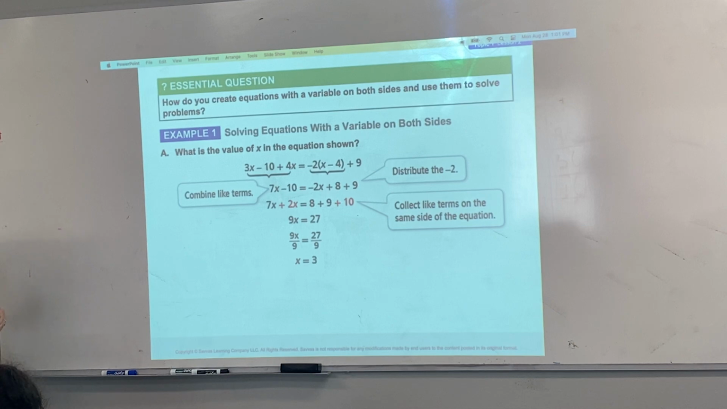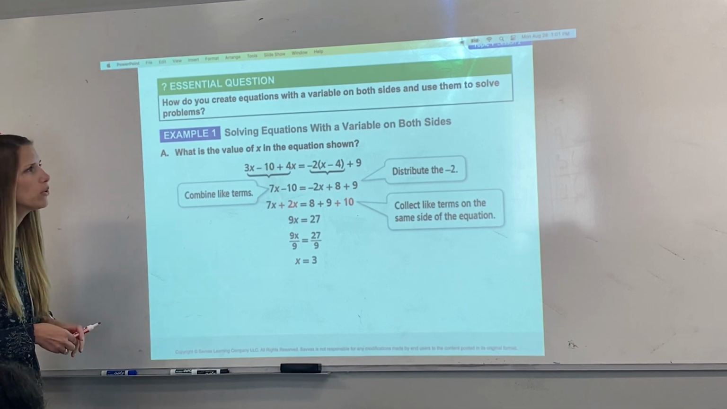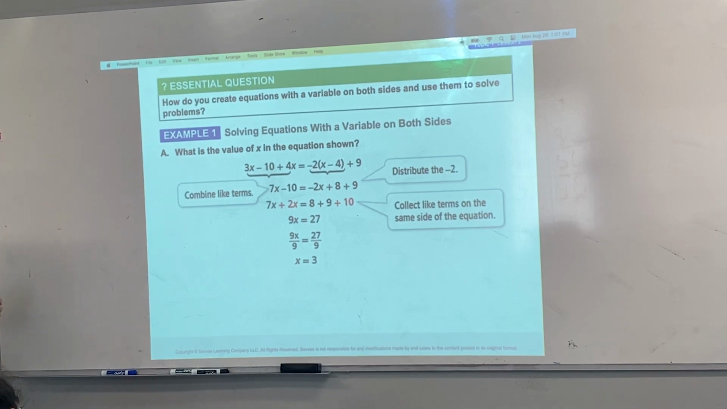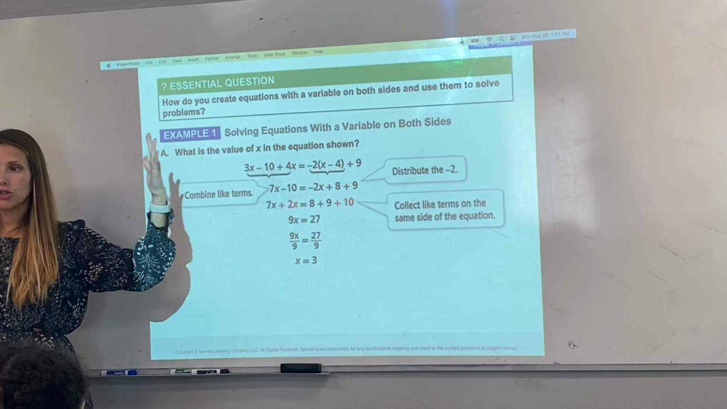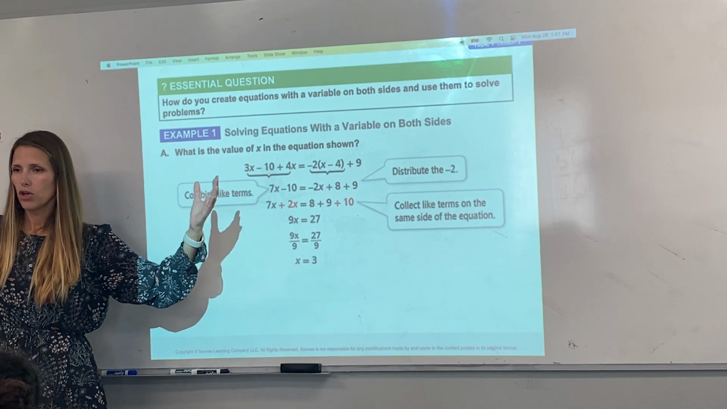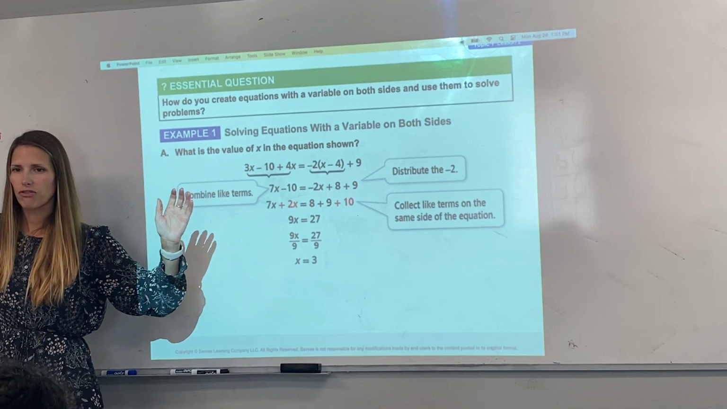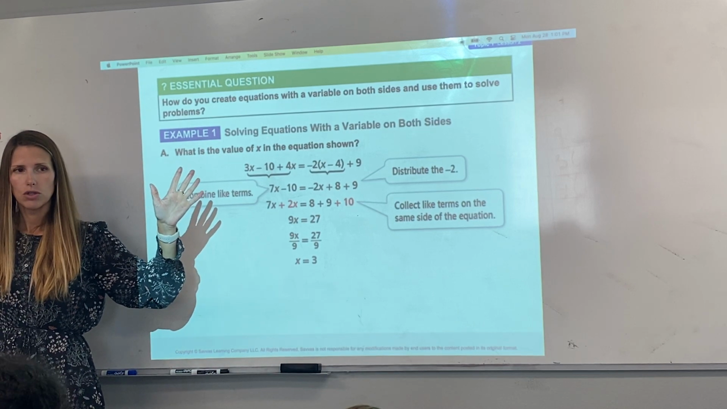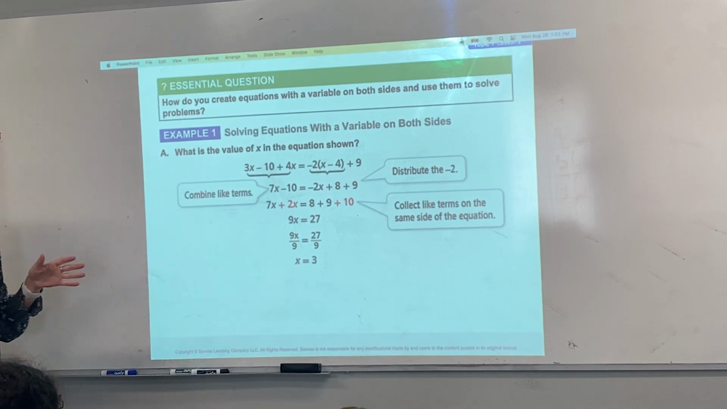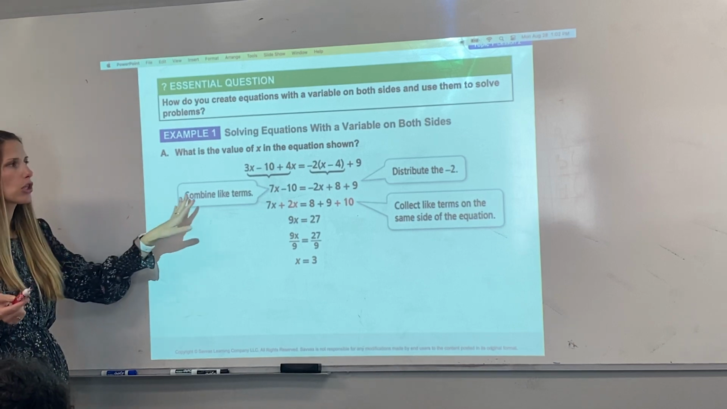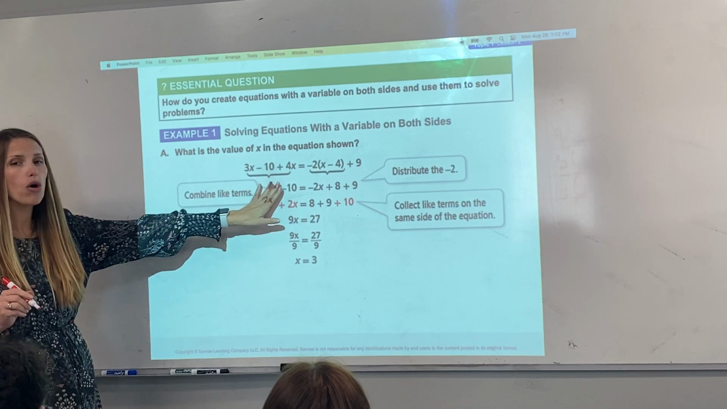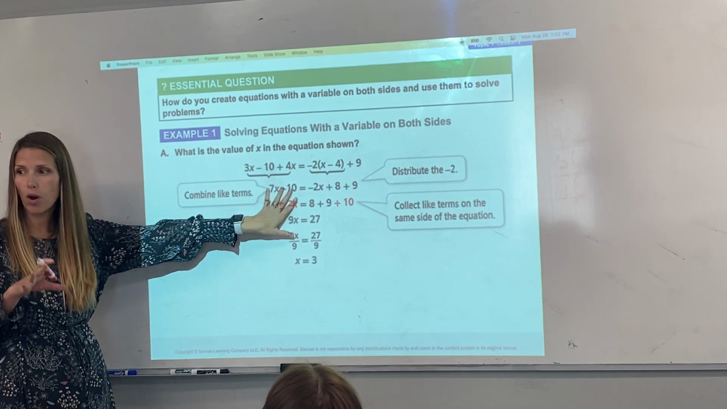How do you create equations with a variable on both sides and use them to solve problems? Notice in the do now problem that we just had, we had an unknown for both theater A and theater B, and we had to compare them. But we didn't set up an equation yet. We're gonna learn how to do that here. First, we're gonna start with equations that are already set up for us. So this is part one of the lesson.